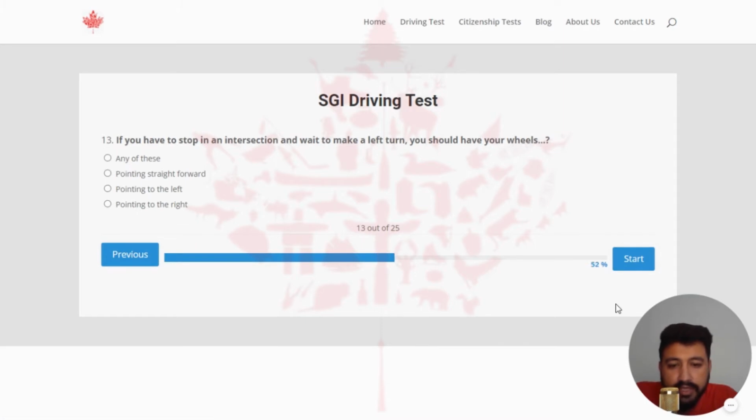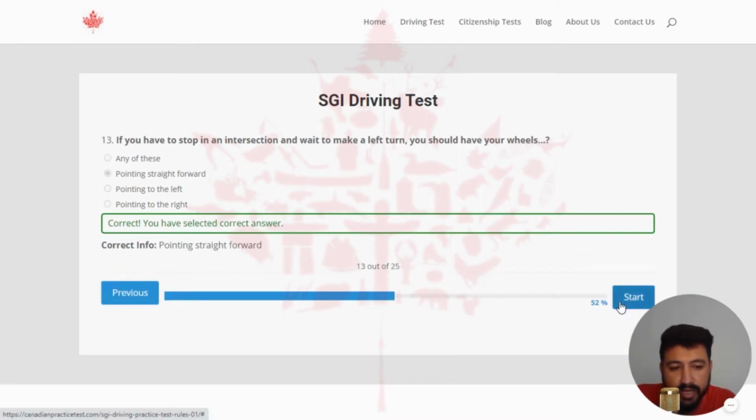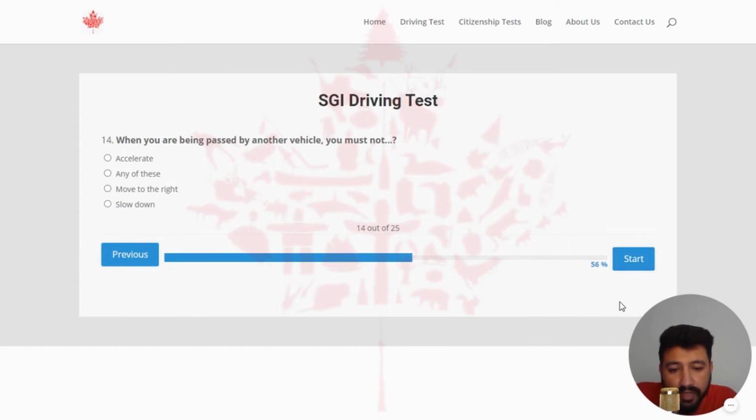The 13th question of quiz number 1 is, if you have to stop in an intersection and wait to make a left turn, you should have your wheels. The right answer of this question is pointing straight forward. So I'm going to select the second option. This should be the right one. Next, when you are being passed by another vehicle, you must not. The right answer of this question is accelerate, which is the first one.